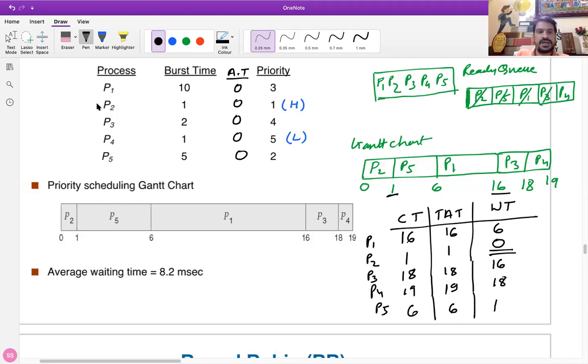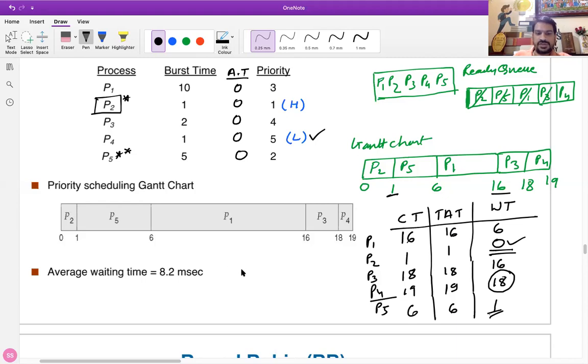P2 has the highest priority, so P2 doesn't have to wait. Now, the next higher one is P5, and you see that P5 also has very little waiting time, the least other than P2. And who has the highest waiting time? The highest waiting time is for P4, because it has the lowest priority. So this is how the priority based scheduling algorithm works.